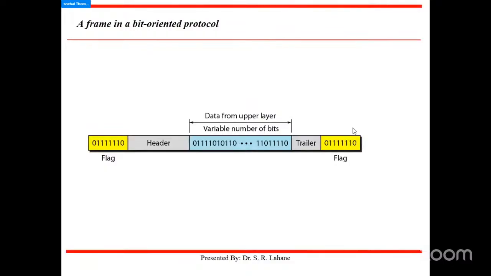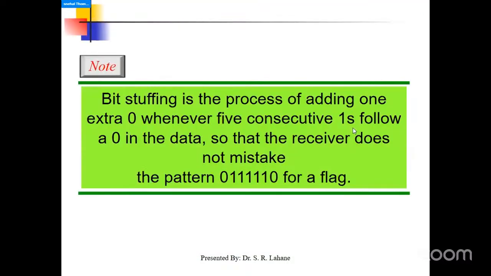Then the frame in the bit oriented. This was the byte oriented, and now the frame in the bit oriented. At the flag, we have certain bits at the trailer part and header part. In between, in the middle part, data from the upper layer or a variable number of bits will be there. So what is the definition of bit stuffing? Bit stuffing is the process of adding one extra zero whenever 5 consecutive ones follow a zero in the data, so that the receiver does not mistake the pattern for the flag. After 5 consecutive ones, a zero will be appended. That is called bit stuffing.